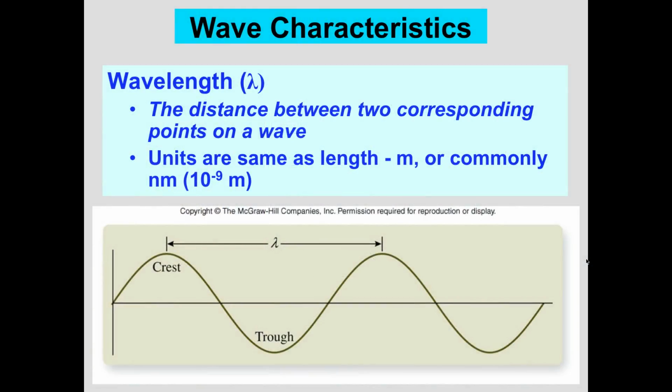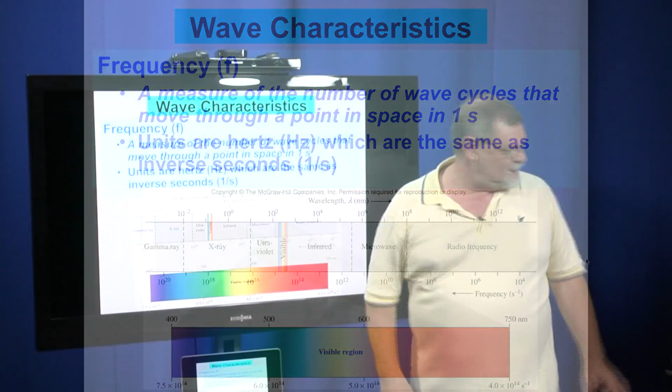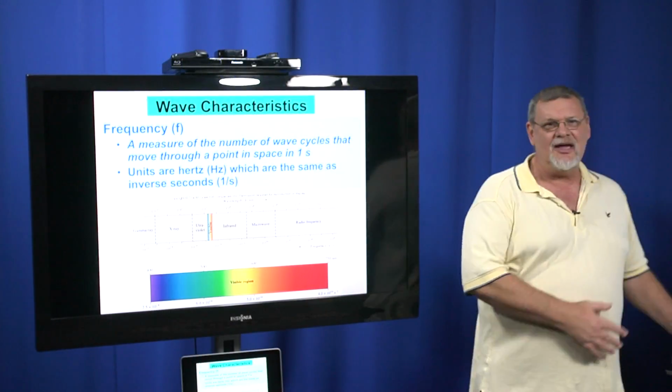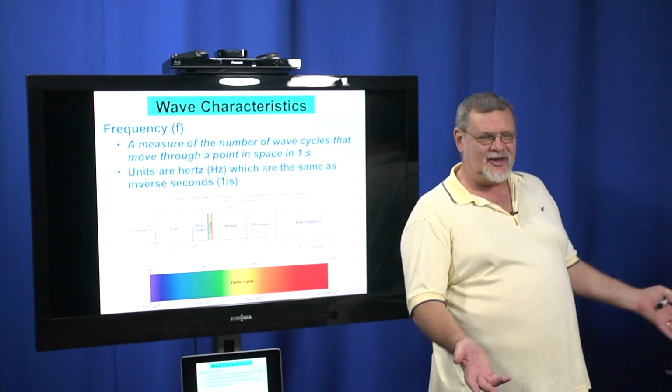The next one that we need to know is about frequency. Frequency is a measure of the number of wave cycles that move through a point in space, and in this case, 1 second. Frequency is how many waves pass a point in a certain amount of time. For our purposes, it's a second.